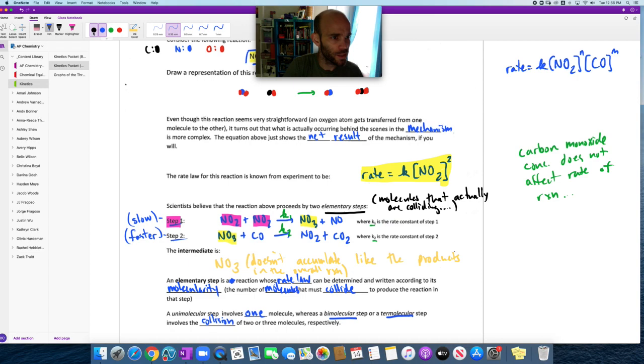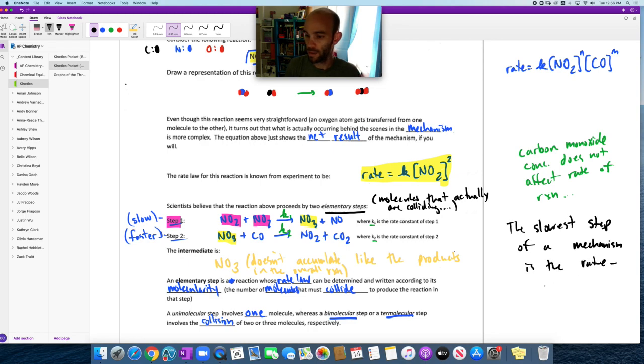The slowest step of a mechanism is called the rate determining step. The rate determining step.